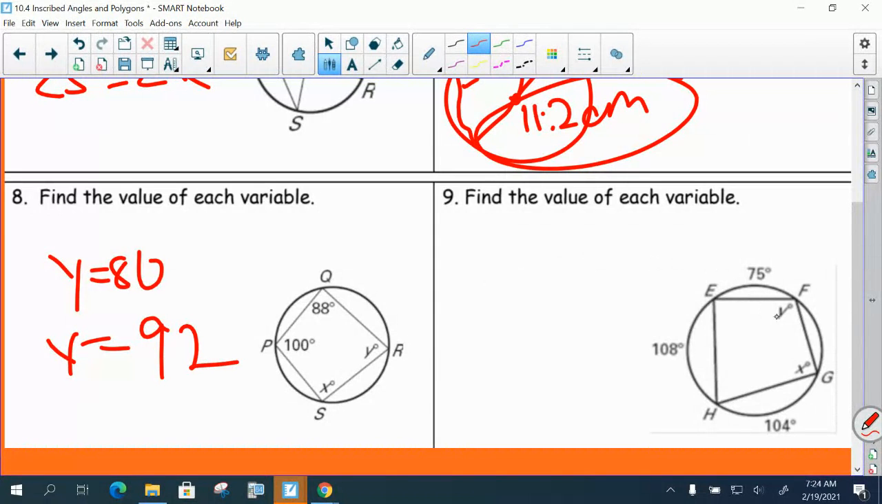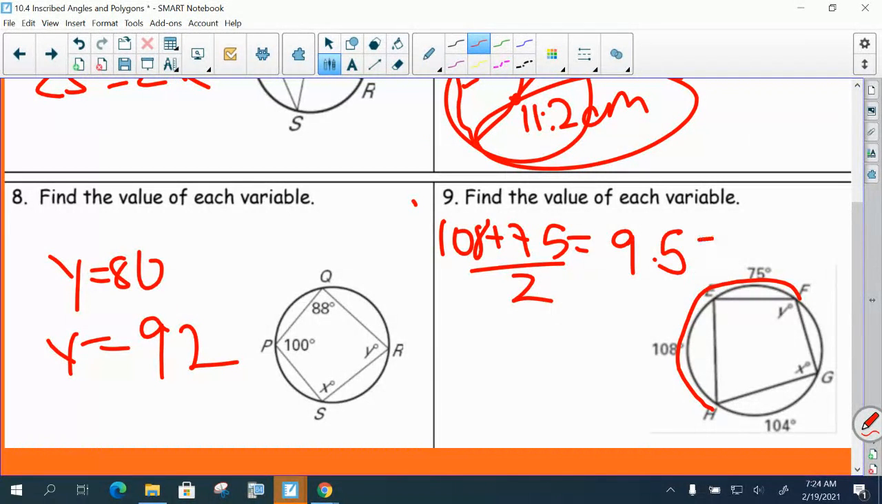And then here, in order to find these, we're going to use the fact that the inscribed angles are 1/2 of the measure of the intercepted arc. So the thing is, though, that x intercepts the arc from F all the way to H. So we would have to do 108 plus 75, and then divide it by 2. So 183 divided by 2 is 91.5. That is what x is.